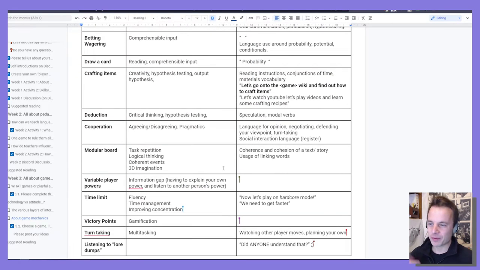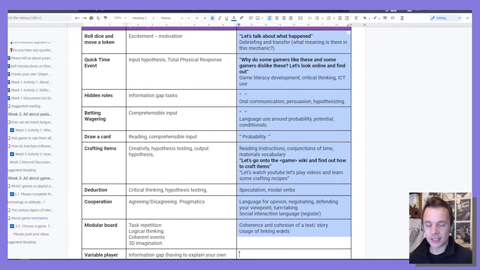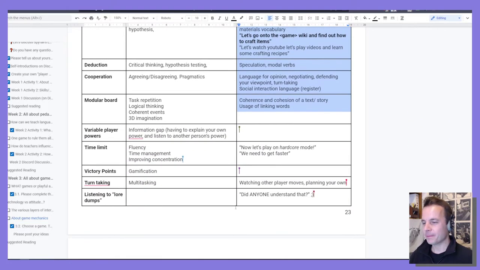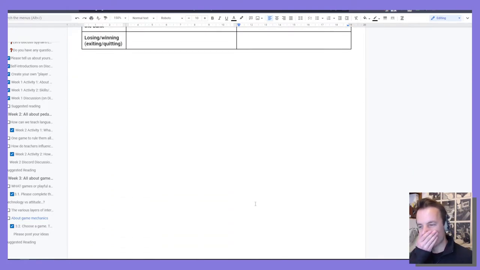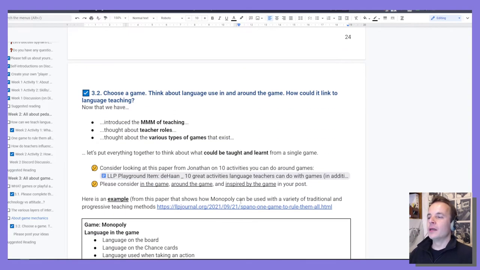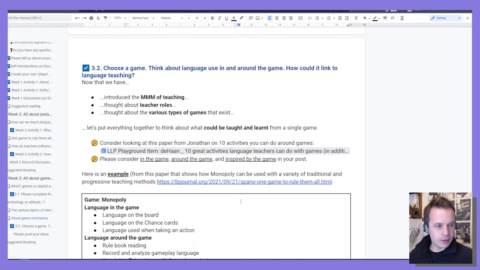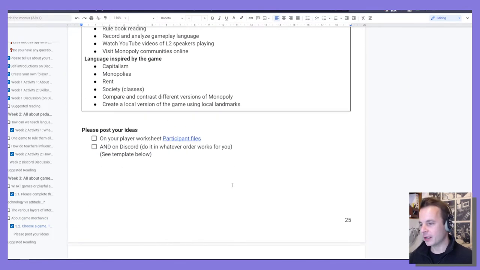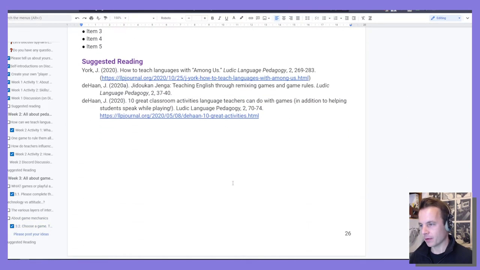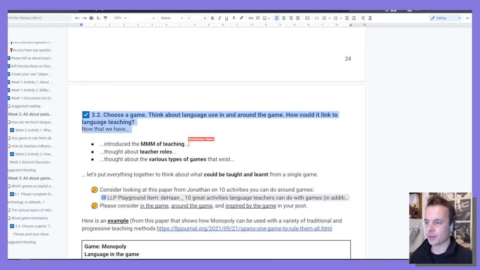So yeah, we've thought about mechanics themselves now, and how they can be leveraged by a teacher towards further learning. Right. Okay. Looking good. Okay, now we're going to go on to our final activity of the day, of this particular section.